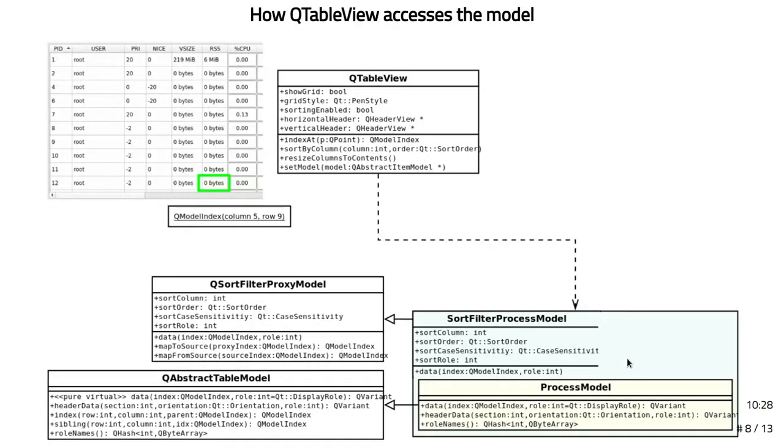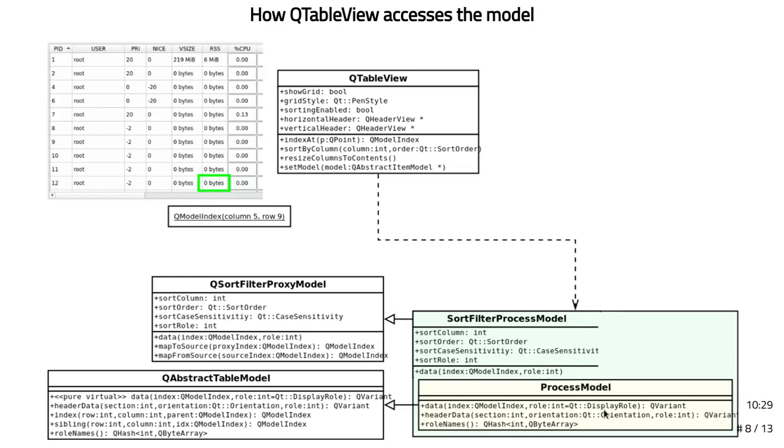So the QTableView, how does it access the model? I mean, this is a widget, so it's interested in just painting delegates one at a time using QPainter calls. So let's say that we want to draw the cell here that I've highlighted in green. The QModelIndex will be built with column 5 and row 9 because we're in the 5th column and the 9th row here. The QTableView is going to call the data function, passing in a QModelIndex.